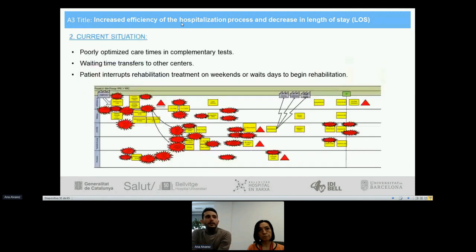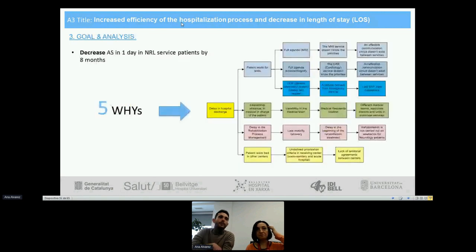As the current situation, the group created the value stream again, with a situation different from the last, with three main problems: poorly optimized care times, waiting time for transfer to other centers, and patient interruptions in the rehabilitation treatment. The main goal is to decrease the average stay by 1 day, as you can see in the benchmarking diagram, in neurology service, patient stay time by 8 months. Okay, the 5-whys analysis.